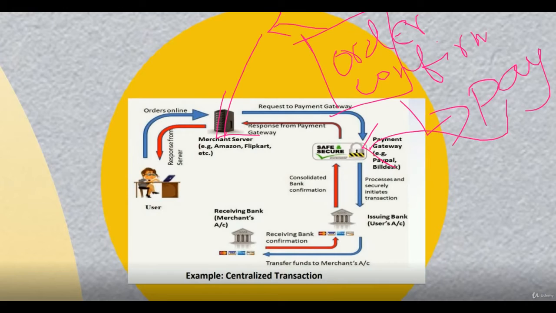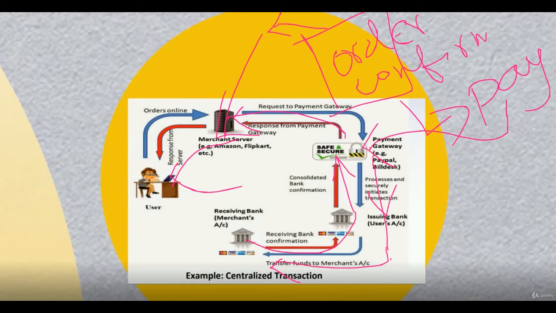What happens at the back end is that the payment gateway sends the request to the bank, and the bank transfers the funds. Once the transaction is done, the confirmation is sent to the payment gateway, whether it's a successful or a failed transaction. Then the payment gateway sends it to Amazon or your merchant server, and from there you get the response. If it is successful, you will see a positive response like, thank you for your order, your order has been made and it will be shipped in these many days. You will get a confirmation email.